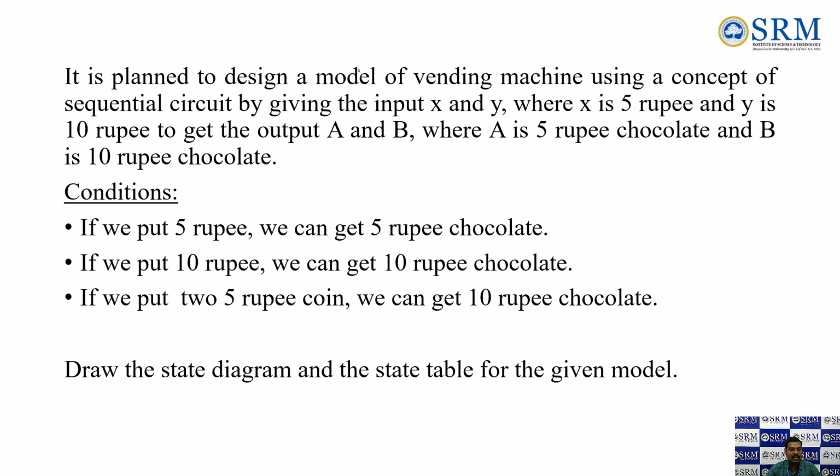So also the conditions were given. If you put 5 rupee coin, you can get 5 rupee chocolate. If you put 10 rupee coin, you can get 10 rupee chocolate. But one more condition is if you put two 5 rupee coins, you can get 10 rupee chocolate, right? So after putting one 5 rupee coin, it has to wait for some time. Then only it has to dispense the chocolates, right? So for this scenario, we have to draw the state diagram as well as the state table.